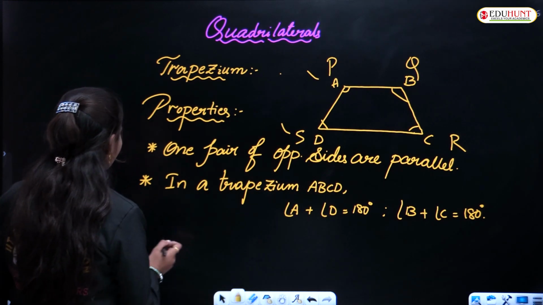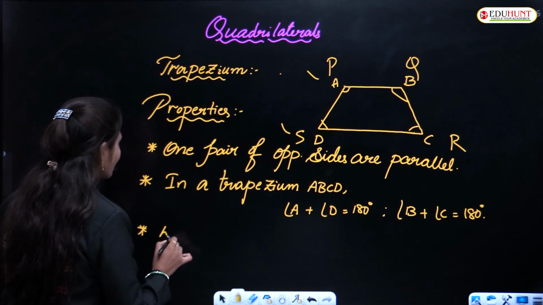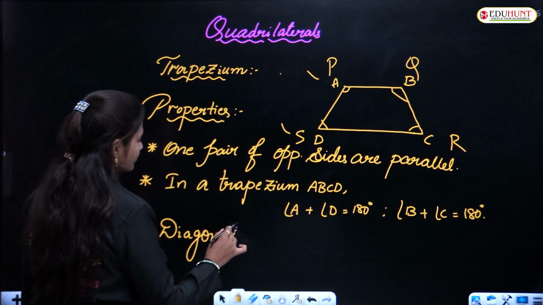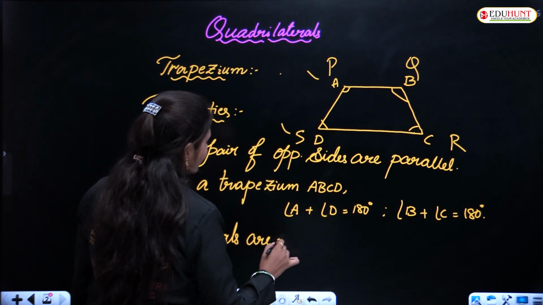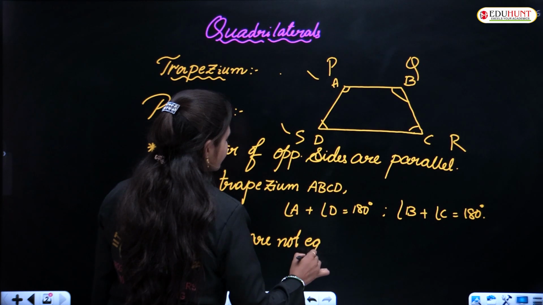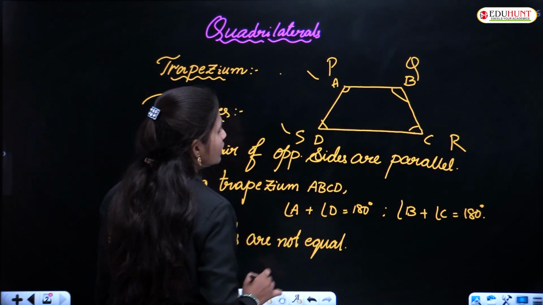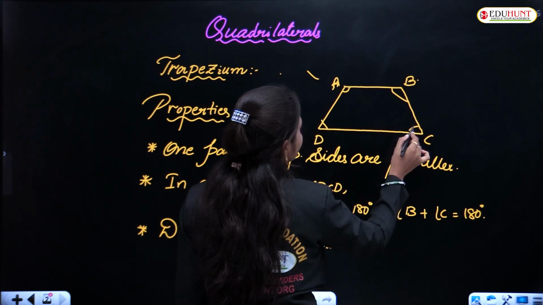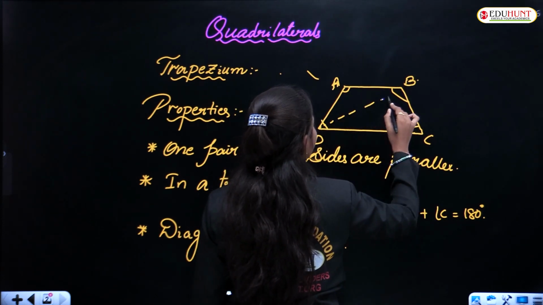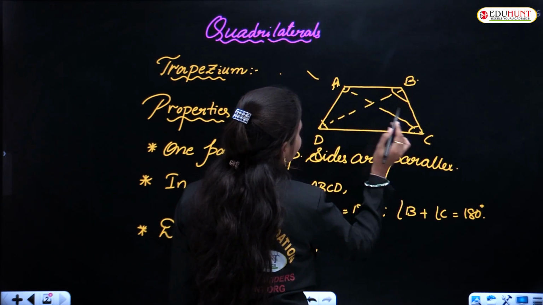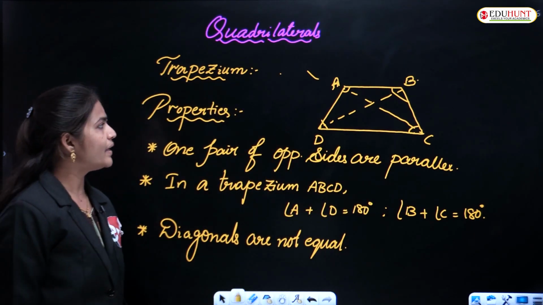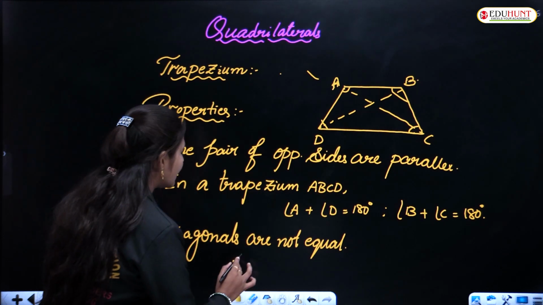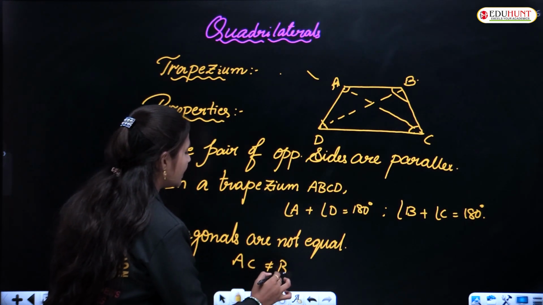Next, the third property is that diagonals are not equal. Which two are the diagonals here in ABCD? The diagonals are AC and BD. These two diagonals are not equal, so AC is not equal to BD.